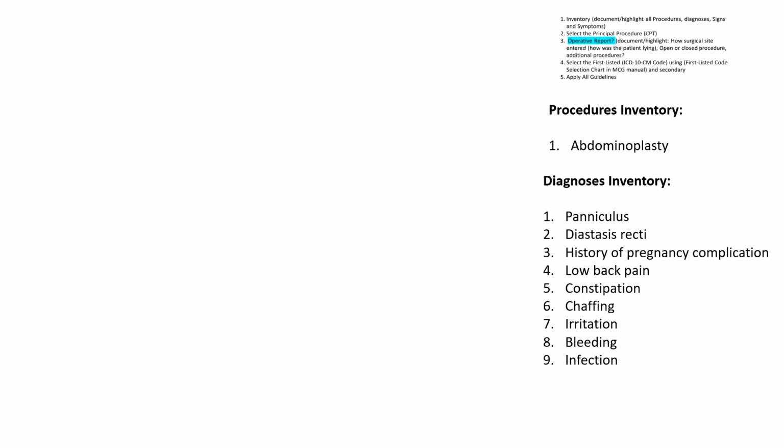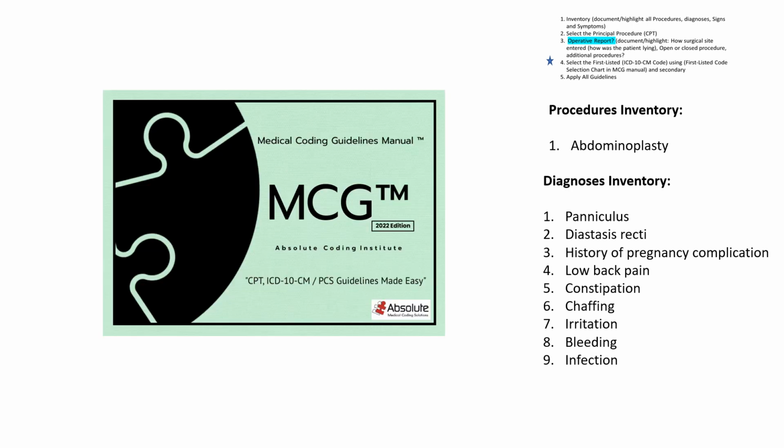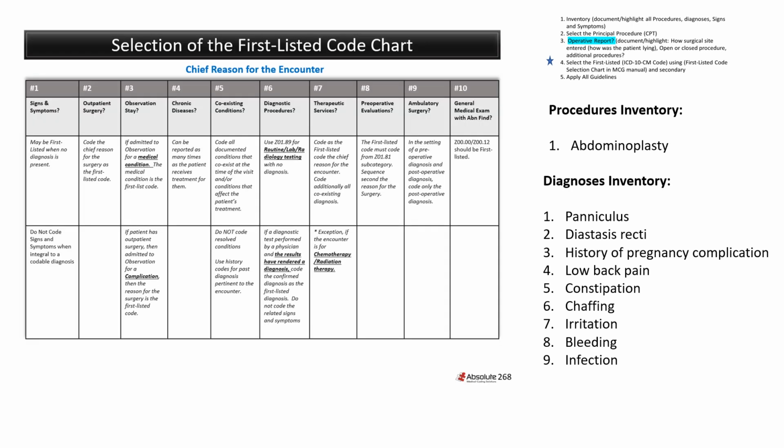All right, so to select the first listed ICD-10-CM code, I'm going to use my MCG manual, and I'm going to turn to the chart for selection of the first listed code. And if you were in part 1, CPT course part 1, you should have seen this chart and you should know how to use it. However, let me refresh your memory.